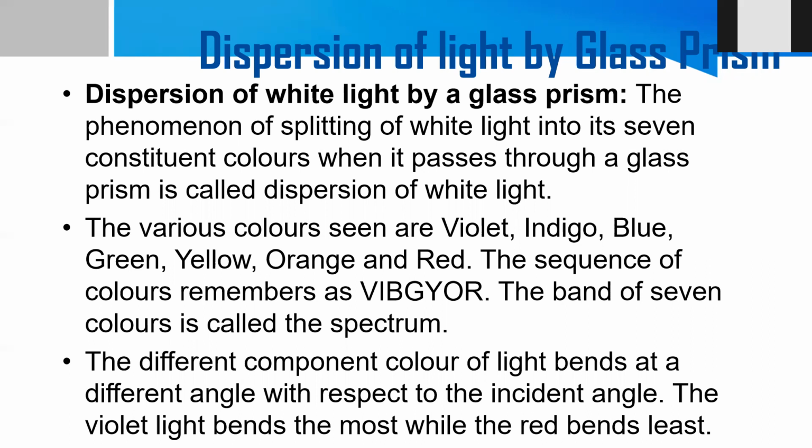But how you will write the Vibgyor? Is simple way or inverted way? You write inverted way. I will show the diagram also to you. So this band of 7 colors known as spectrum.